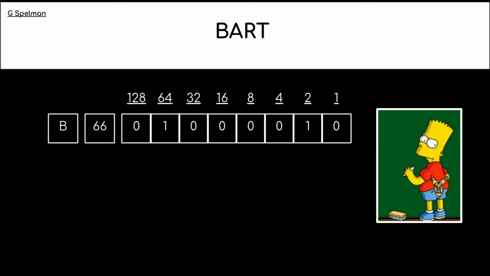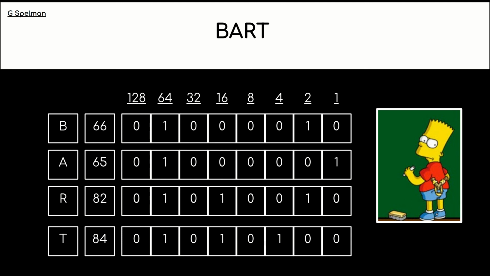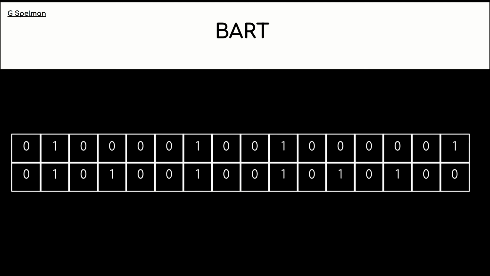So here I am showing you the binary for B, and then A, R, T. So I'm sure you got that. This brings me back to the original file I started with. Now, this actually is BART. So the first 8 bits of this is the B, the next 8 is A, and so on, and I've used ASCII.